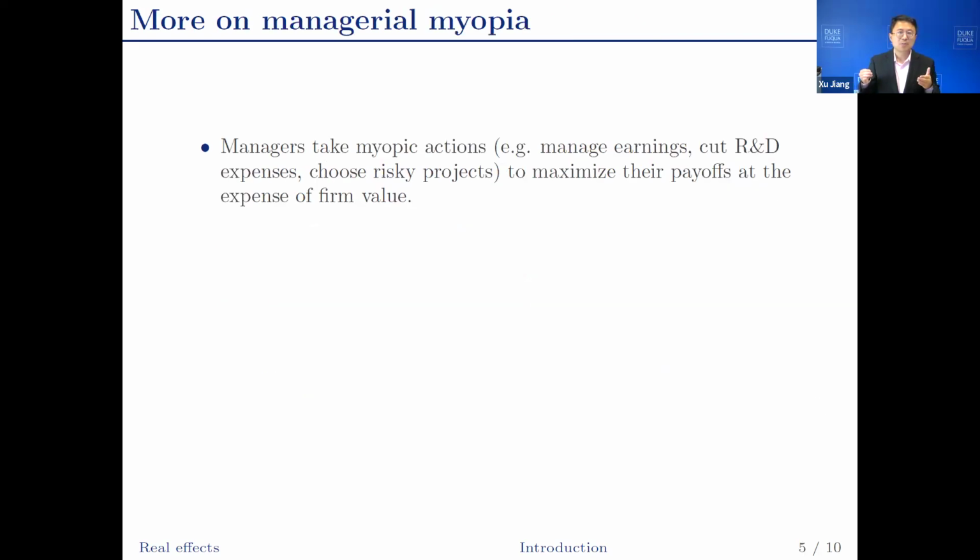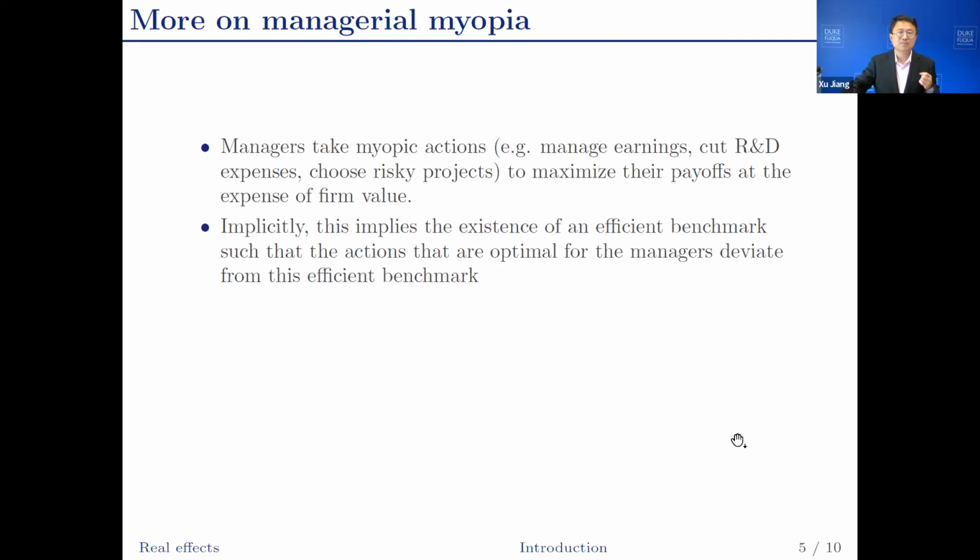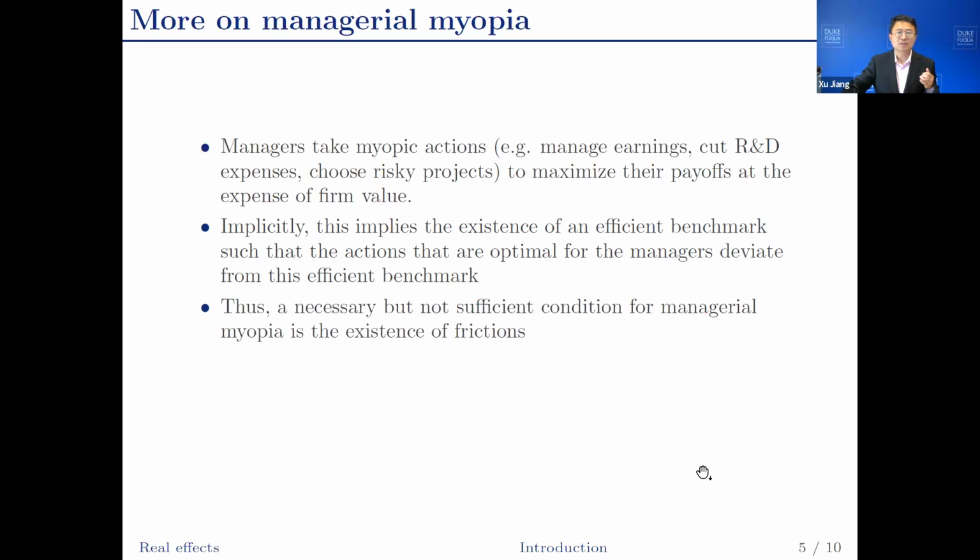So what is managerial myopia? Managerial myopia applied to the real effects literature means managers take myopic actions to maximize their payoffs at the expense of firm value. For example, earnings manipulation, cutting R&D expenses, or choosing risky projects that have lower NPV. Implicitly, this implies there is an efficient benchmark such that the actions when managers only care about short-term stock prices are going to be different from this efficient benchmark.